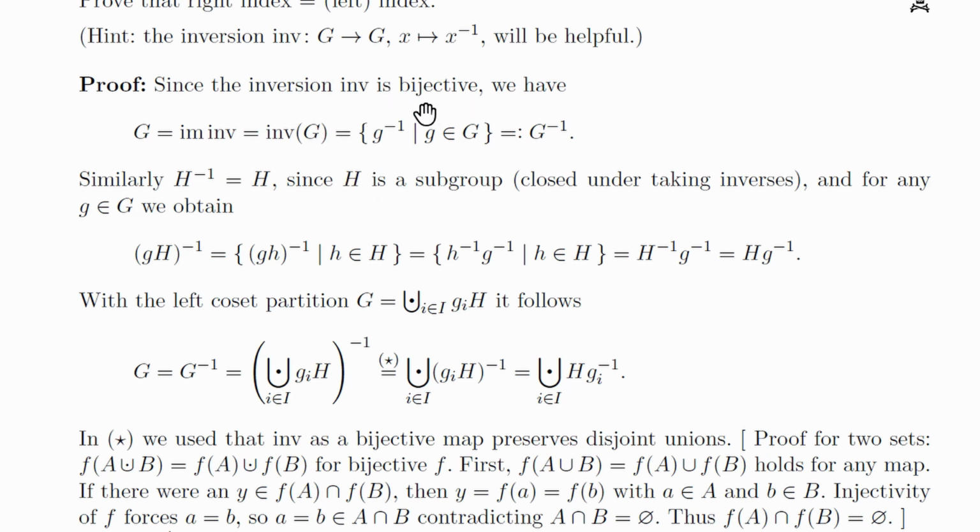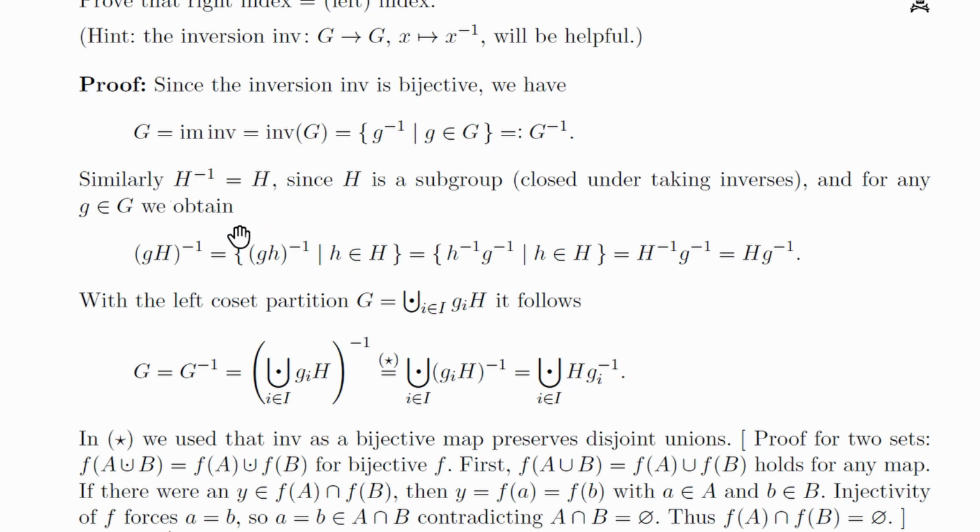This means surjectivity. So the inversion applied to all of G is exactly this set here. If I take all the inverses of all the group elements, I end up with G again. And this here I abbreviate with G inverse. Similarly, because H is a subgroup, also H inverse, defined in the same way, gives me H again.